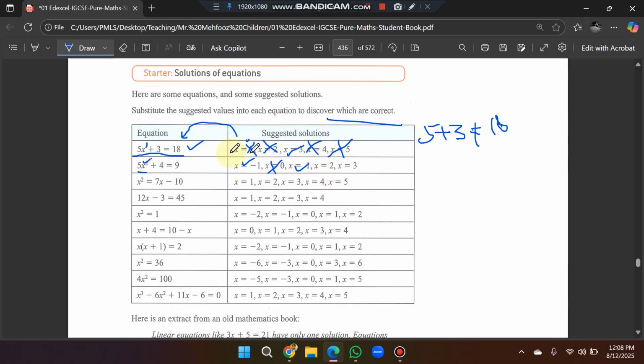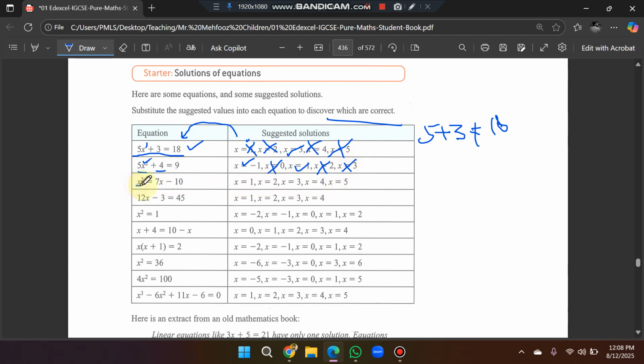Again when you put 2, 2 square is 4. 4 multiplied by 5, that is 20. 20 plus 4, that is 24. That is not equals to 9, right? Again 3 square, that is 9. 9 multiplied by 5, that is 45. 45 plus 4, that is 49. This is also not a solution, right?